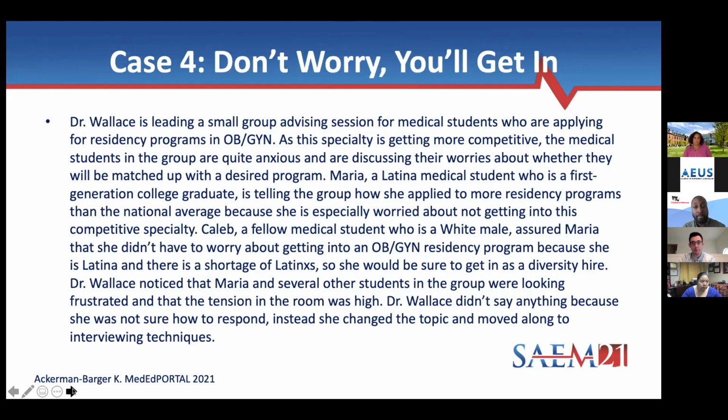Caleb, a fellow medical student who's a white male, assured Maria that she doesn't have to worry about getting into an OBGYN residency program because she is Latina and they're short of Latinxes. So she would be sure to get in as a diversity hire. Dr. Wallace noticed that Maria and several other students in the group were looking frustrated and the tension in the room was high. Dr. Wallace didn't say anything because she was not sure how to respond. Instead, she changed the topic and moved along to interviewing techniques.